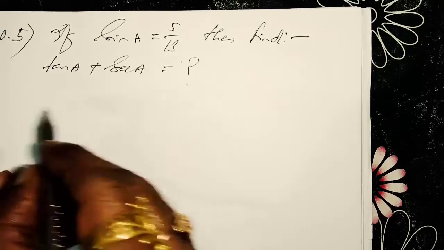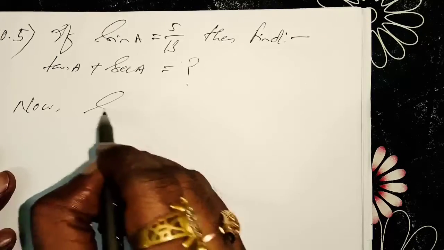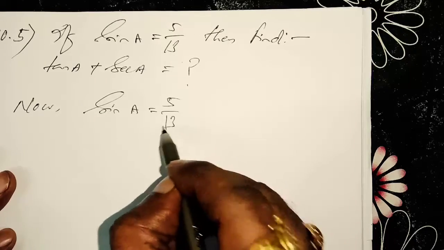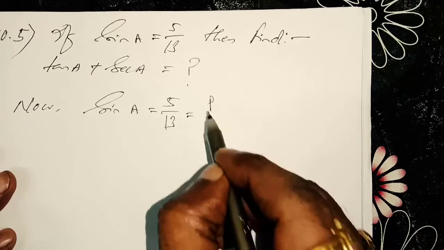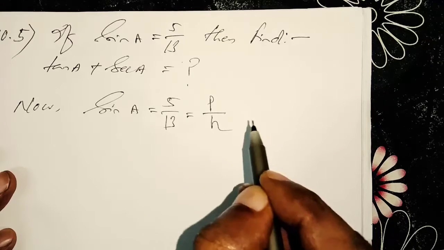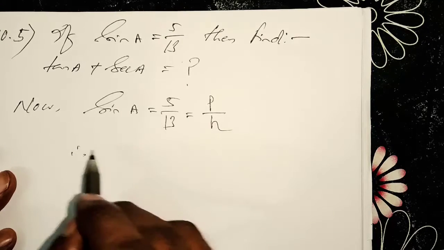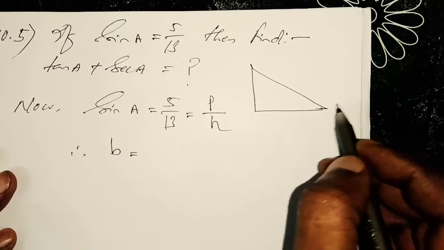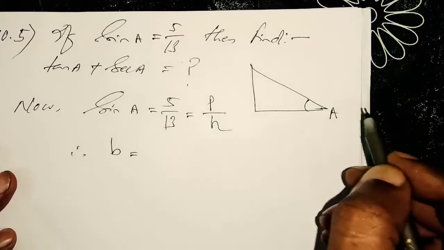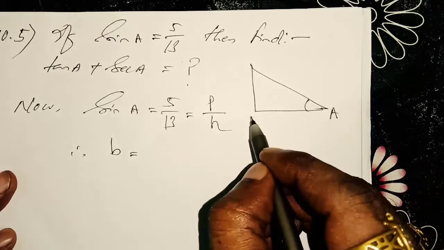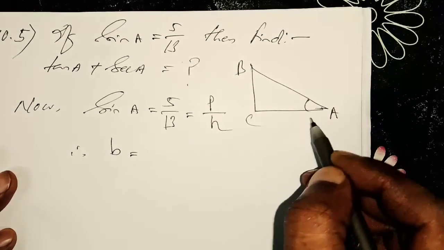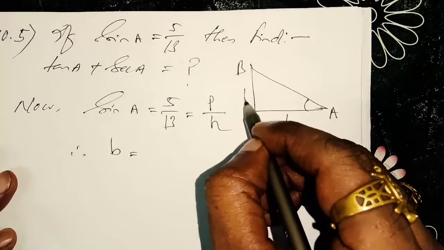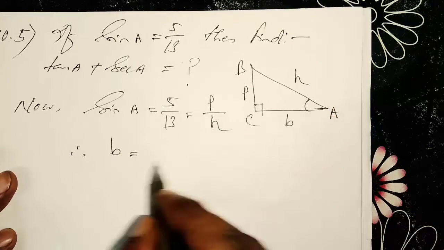How to find it? Now, sin A, as you know, is given as 5 by 13. As you know, the sin theta formula is perpendicular by hypotenuse, P by H. Therefore, you can get the base. In a right angle triangle, you have to draw it for your convenience. Suppose this angle is A. Just write the names here, ABC. If this angle is A, this will be the base, this will be the perpendicular, and this is the hypotenuse in a right angle triangle. Base, how will you get?